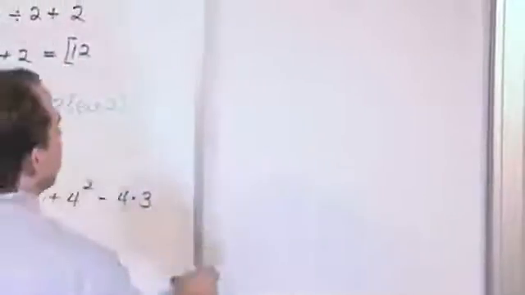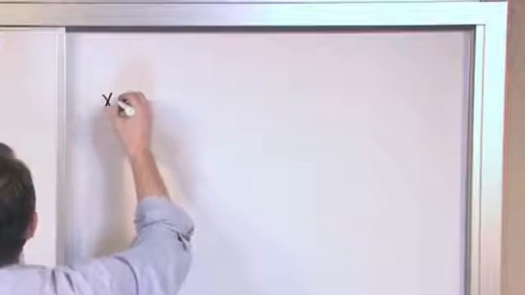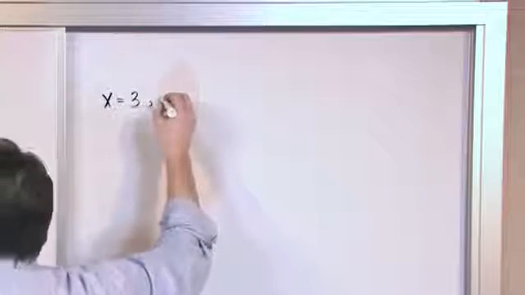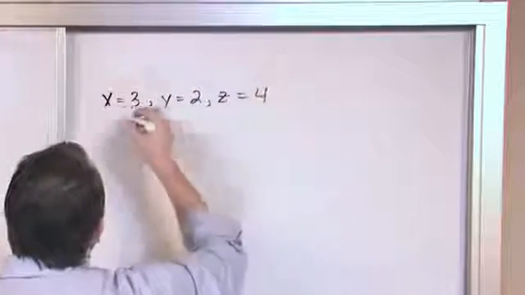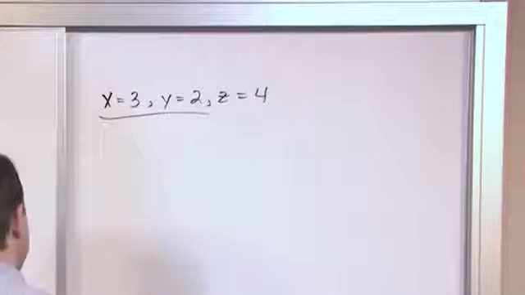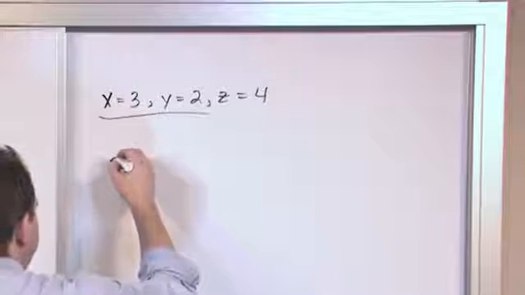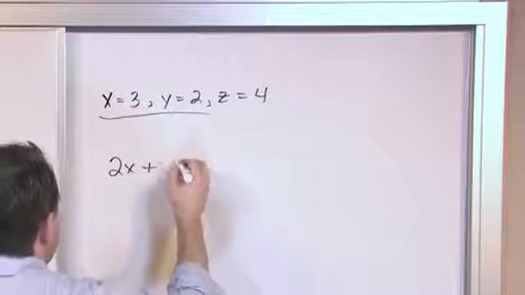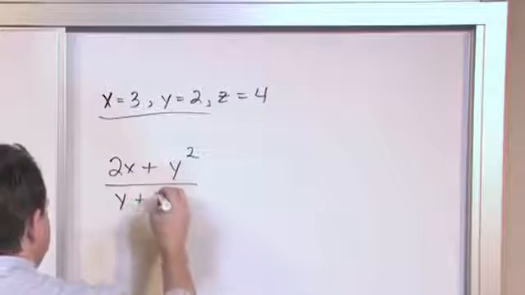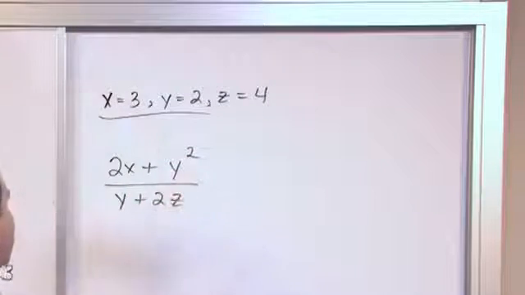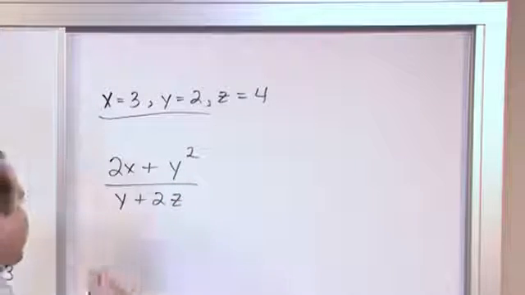All right, here is the very last problem. Same values for the variables. X is going to be equal to 3, y is equal to 2, z is equal to 4. No changes, everything's the same as before. But here we're going to evaluate 2x plus y squared over y plus 2z. Looks extremely complicated, but you'll find it's not a big deal.